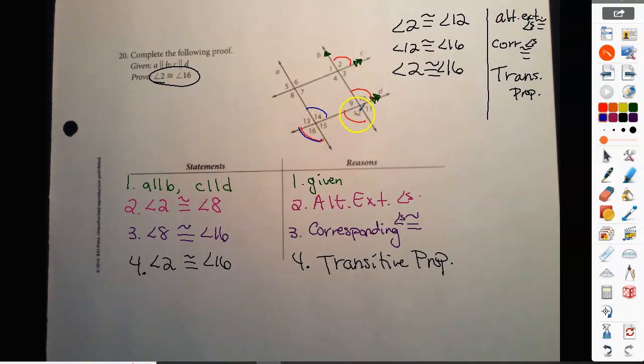14 to 12. No, you can do 14 to 9. 14 to 9 would be harder because those are supplementary. And then you can do 9 to 12. And then you can do 12 to 10. Oh my gosh, that's like the longest way ever to get there. Yes, you could do that, but again, that's the longest way ever.